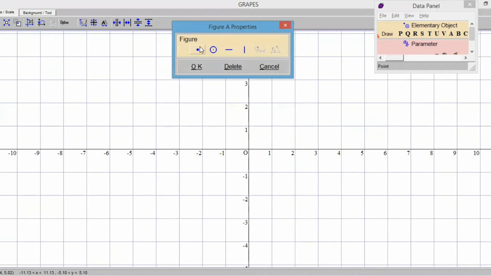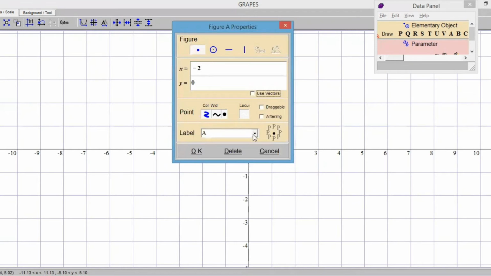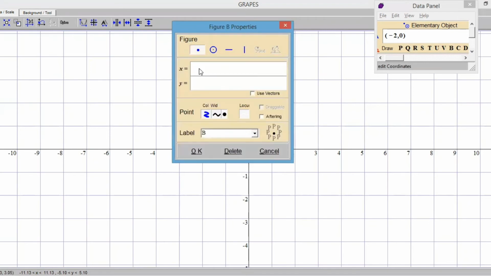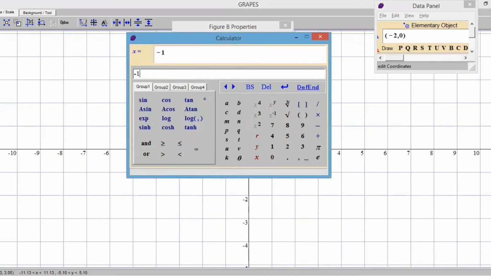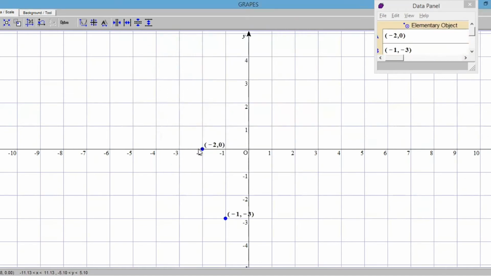So the first point is, if x is negative 2, you just have to input, if x is negative 2, y is 0. So let's label it. If you can see our coordinates, okay, so if x is negative 2, y is 0. So our point lies on the x-axis. Okay, another point we use is if x is negative 1, y is negative 3. Okay, so this is point B. Okay, it is in the third quadrant.